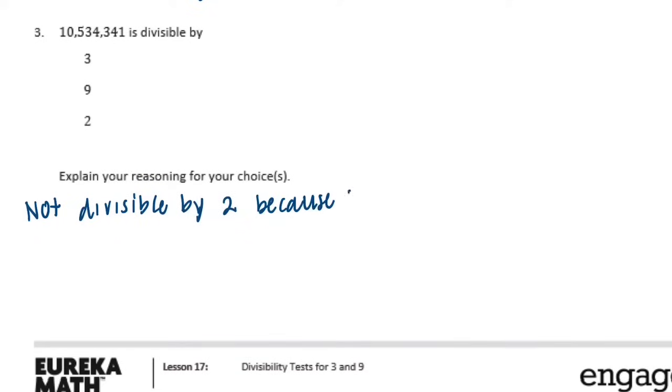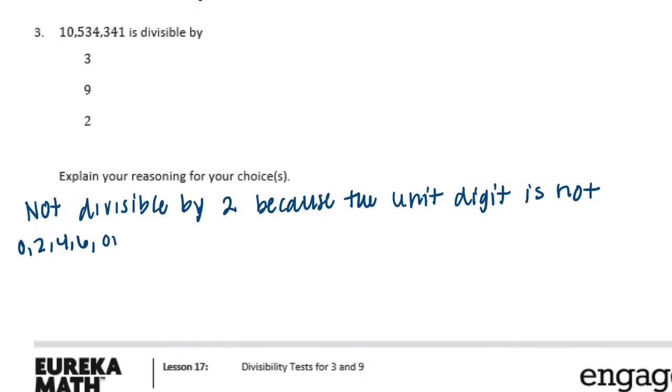Because the unit digit is not 0, 2, 4, 6, or 8. Now let's check on 3 and 9. So we're going to have to add all these digits. 1 plus 0 plus 5 plus 3 plus 4 plus 3 plus 4 plus 1.